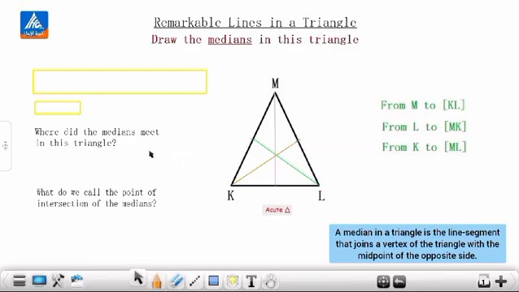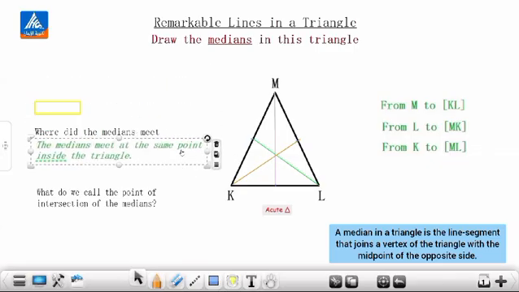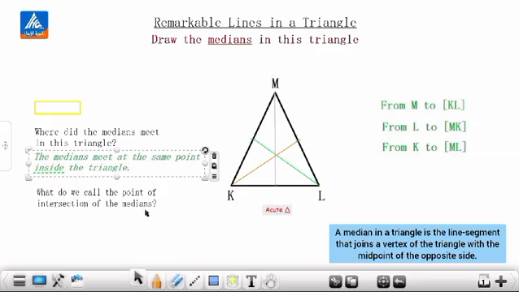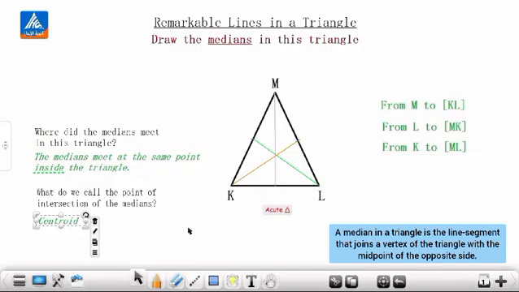Okay. Our question is, where did the medians meet in this triangle? We noted that the medians meet at the same point inside the triangle. Question 2. What do we call the point of intersection of the medians? The point of intersection is called centroid. So, the centroid of an acute triangle is inside the triangle.